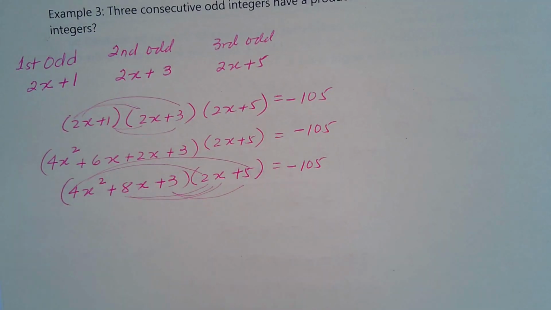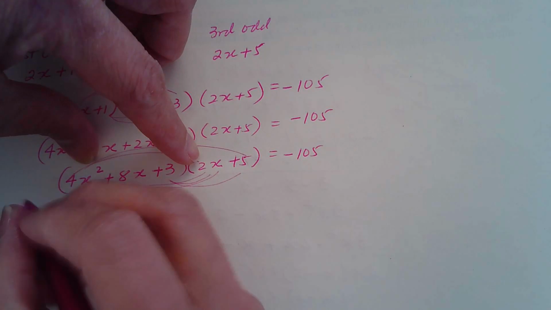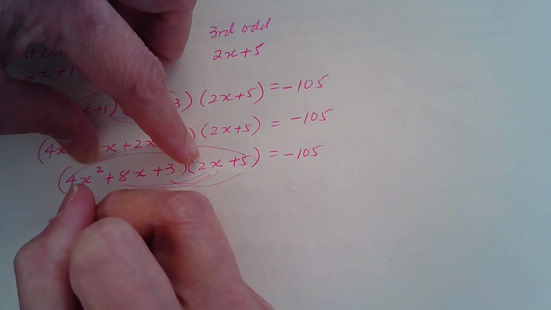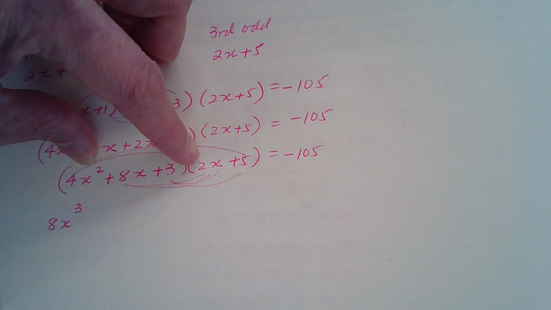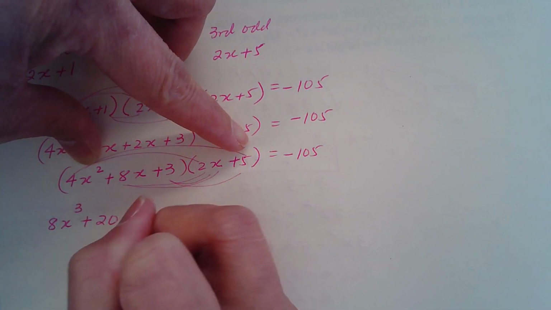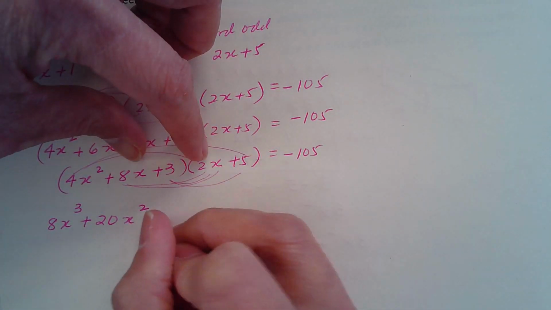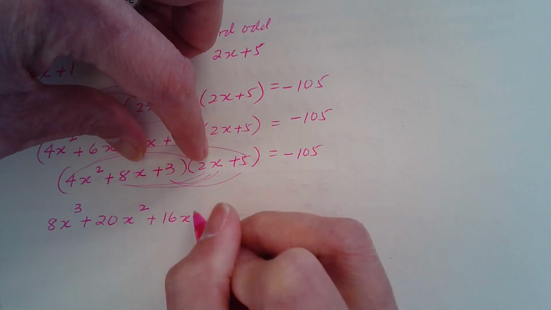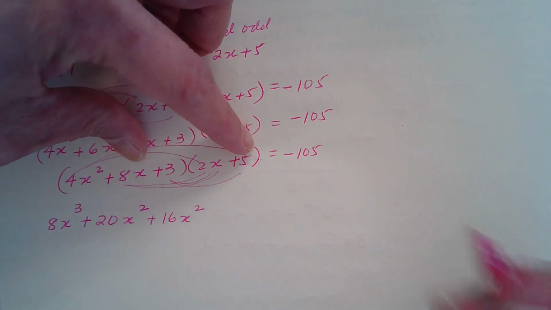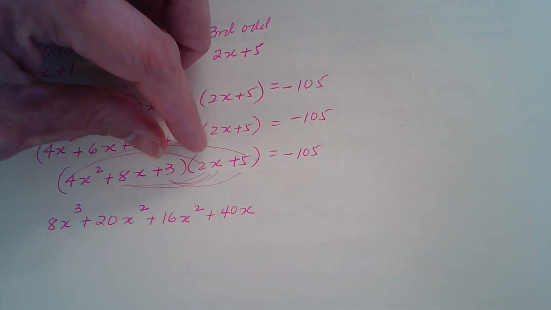Okay, I'm gonna do this one first. 4x squared times 2x, that's gonna be 8x cubed. And then that's gonna give us 20x squared. Now I'm down to 8x. It's gonna give us 16x squared plus 40x.